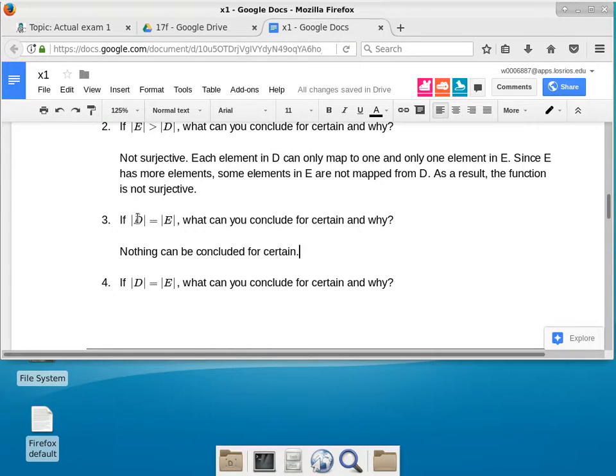Well, three elements in D can map to the same element in E, right? Which makes it non-injective. And actually, okay, I kind of take it back. There is one thing that we know for certain.